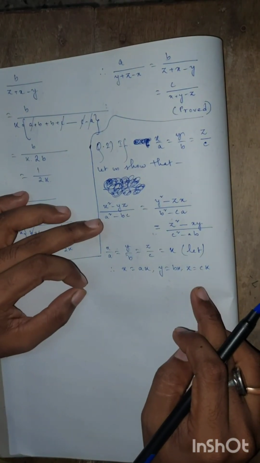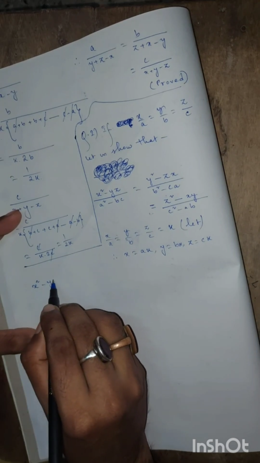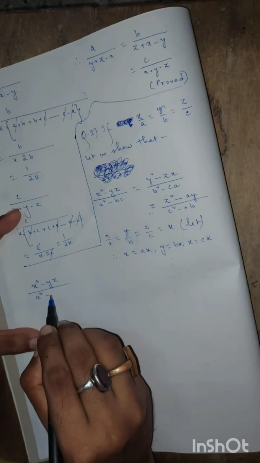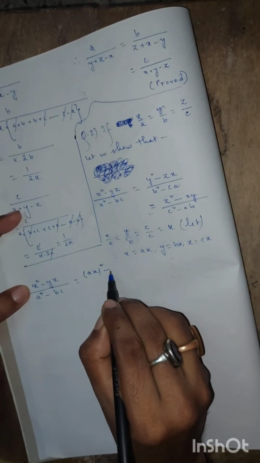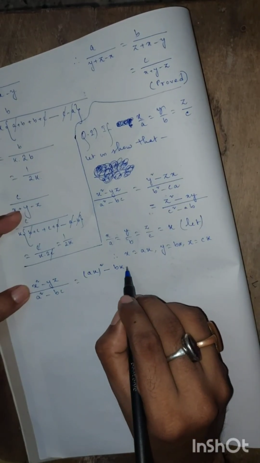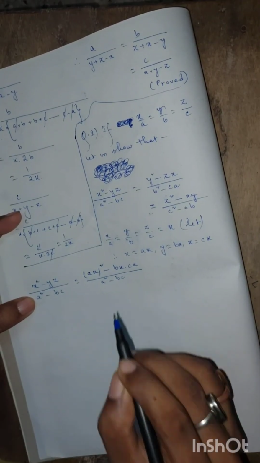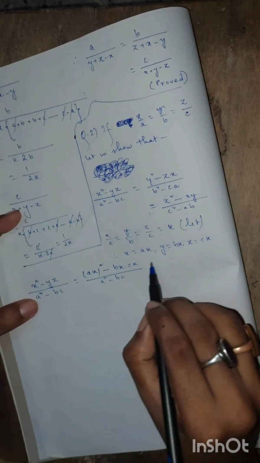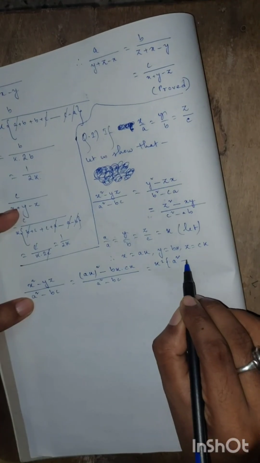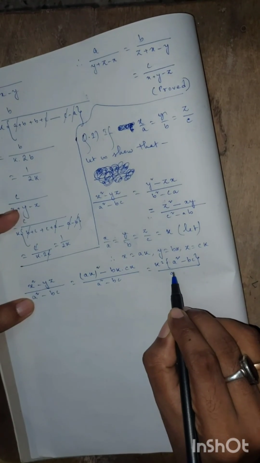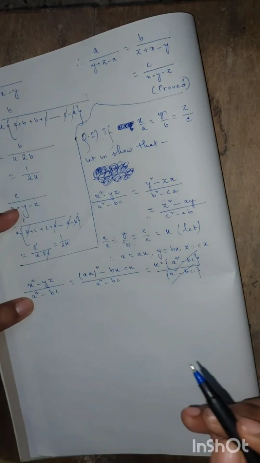Now if we put these values in each of these expressions, we get, so if we take k square common, we are left with a square minus bc, and again in the denominator we have a square minus bc. So these two terms can be cancelled. So it gives us k square.